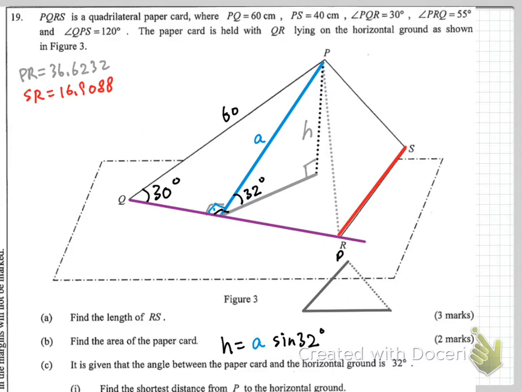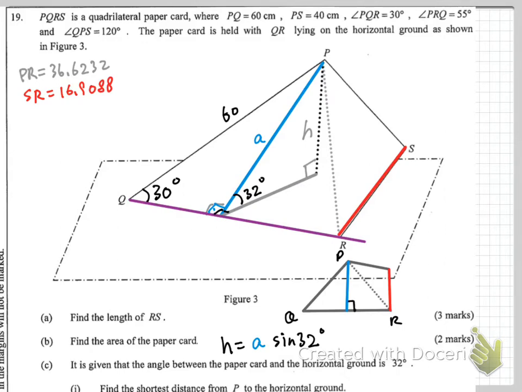We have P, R, Q. The rest of the triangle will be like this, but I don't care. We can have S and R like this. RS is the red line. The cardboard is like this, but all we want to know is this blue line. The blue line is where point P goes perpendicular to QR.